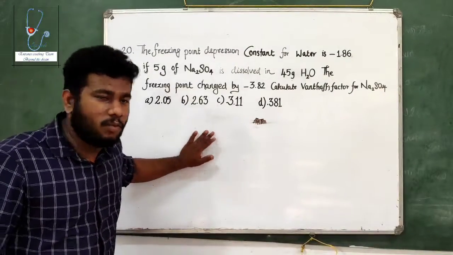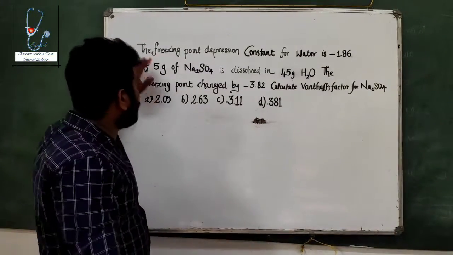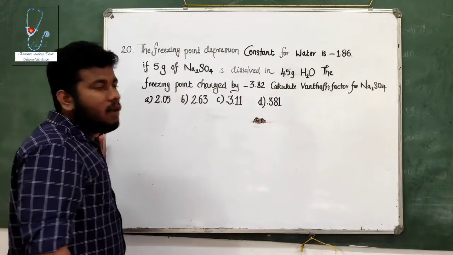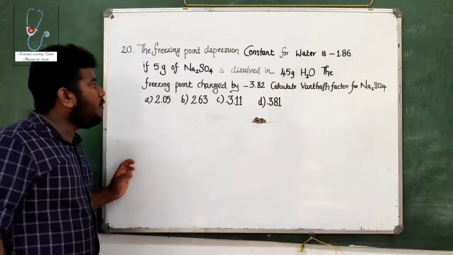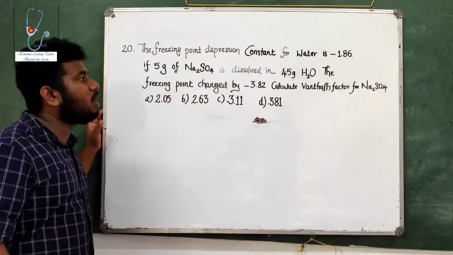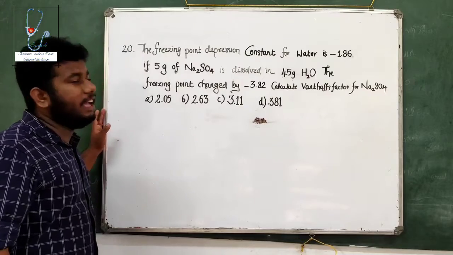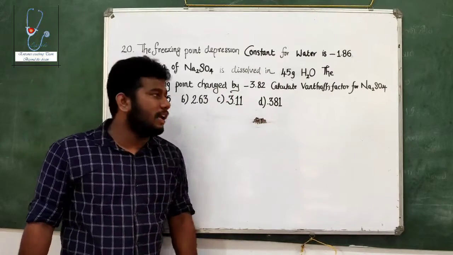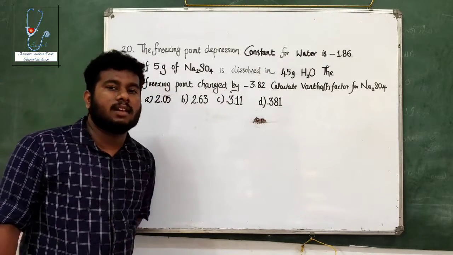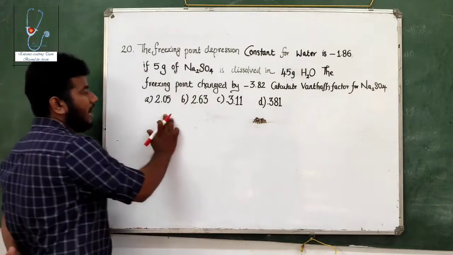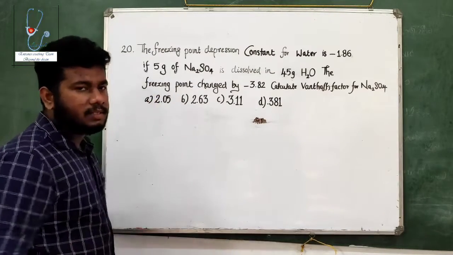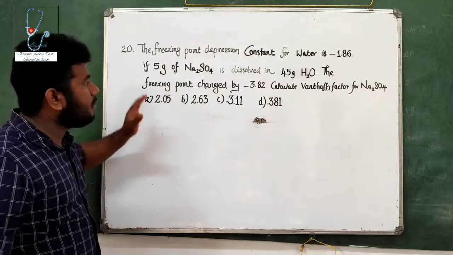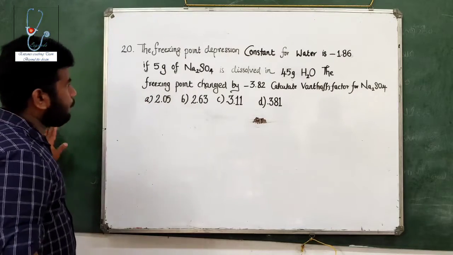Let us discuss the last question for you, the 20th question. The freezing point depression constant for water is minus 1.86. If 5 gram of Na2SO4 is dissolved in 45 gram of H2O, the freezing point changed by minus 3.82. Calculate the Van't Hoff factor for Na2SO4. We have 4 options. First you must read the question very carefully and write what they have given.